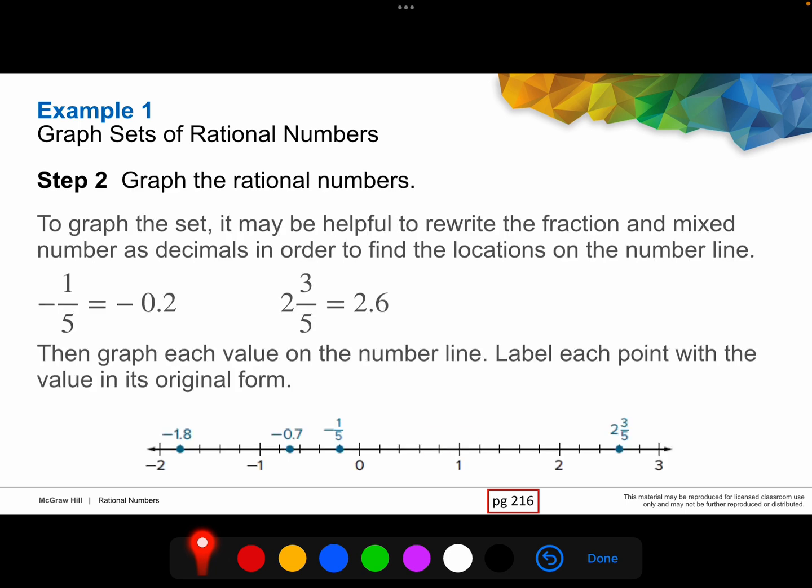So we're going to draw our number line, and then we're going to rewrite the fraction and the mixed number as decimals so that it's easier to compare. So -1/5 is nothing but -0.2. 2 and 3/5 is 2.6. We're going to graph each value on the number line, and we're also going to label each point with the value in its original form. Therefore, we're not going to list it as 2.6, but we're going to list it as 2 and 3/5.